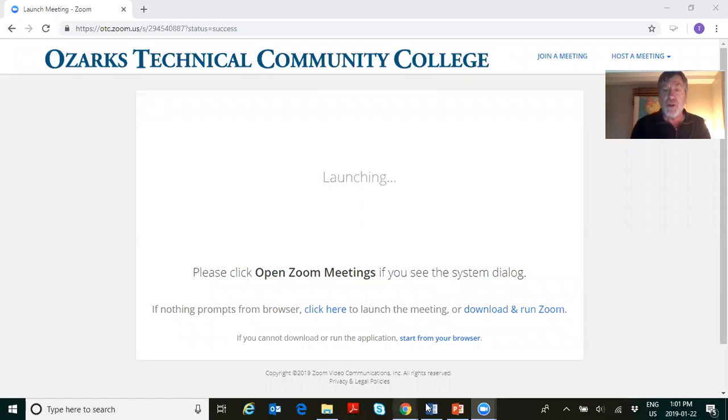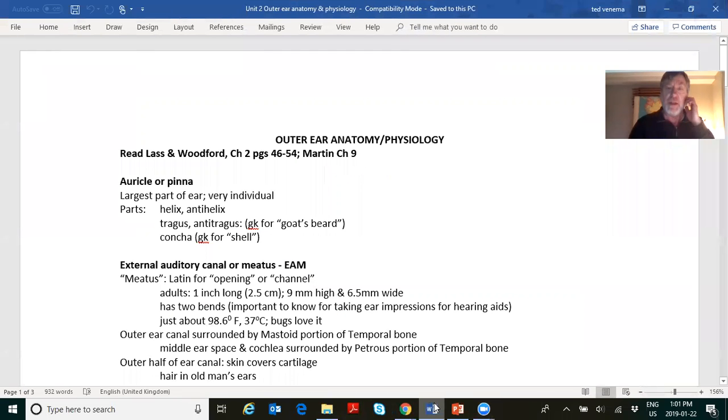Anyway, today we're looking at covering the anatomy and physiology of the outer ear. And I think we can probably get that all done in one zippity zoom zam zoom session. So share screen, and let's look at our notes. And here's what we've got: outer ear anatomy, physiology, the auricle or pinna. Here's your readings regarding the outer ear.